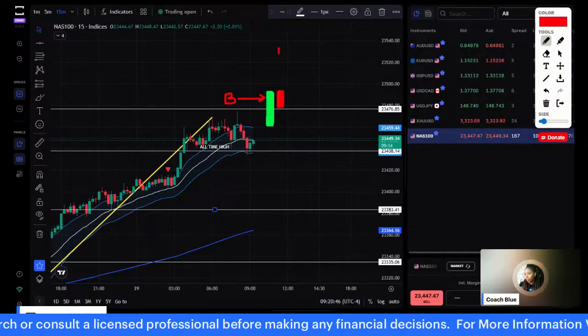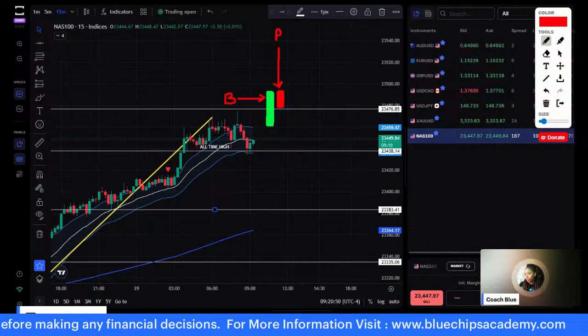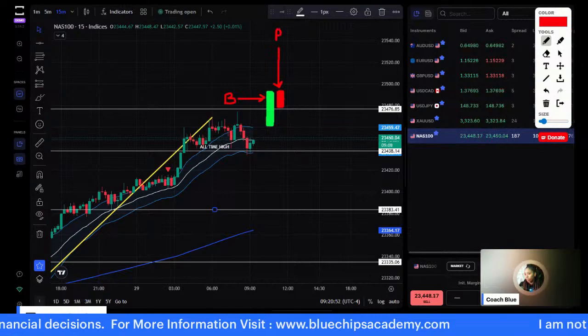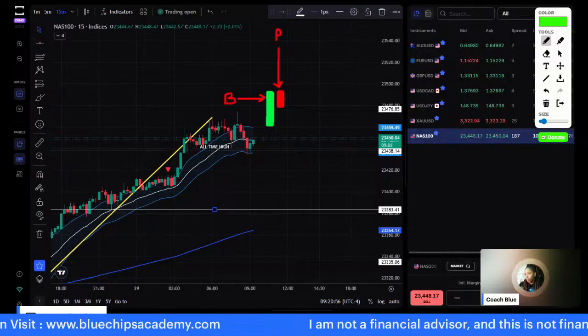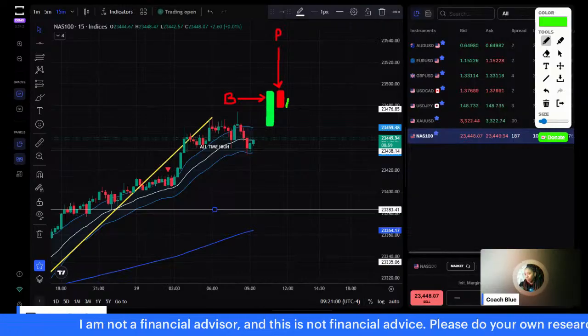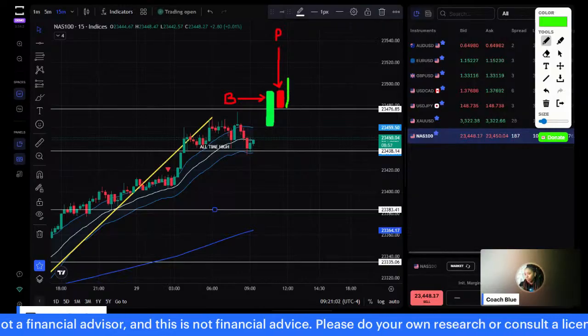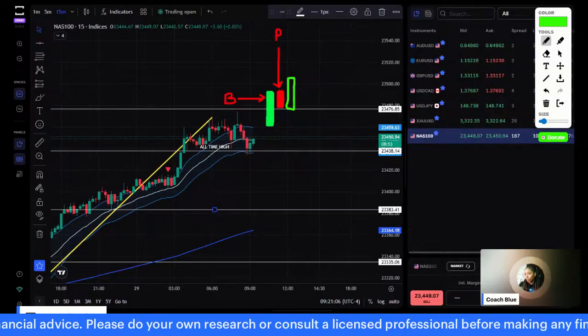Here's our pullback. Okay, now we need continuation. So with continuation, we're looking at something a little bit different, right? Continuation, we want that candle to preferably engulf or break past our pullback candle.